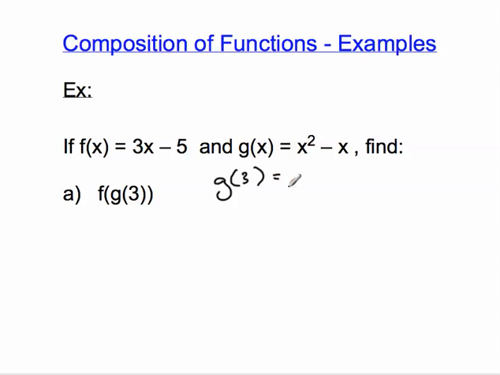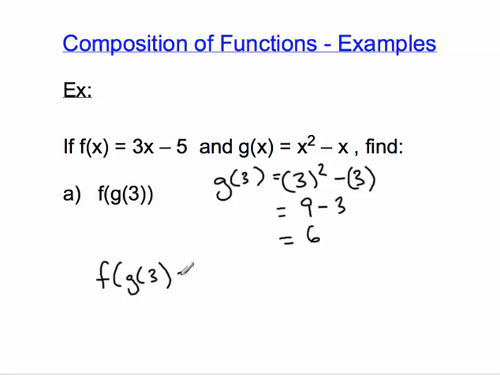So the first thing that's going to happen when we plug 3 in is we need to evaluate what g of 3 is. So g of 3 is going to be equal to 3 squared minus 3, which is equal to 9 minus 3, which is equal to 6. So g of 3 is equal to 6.